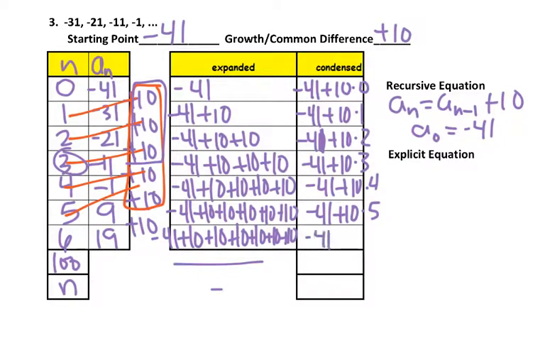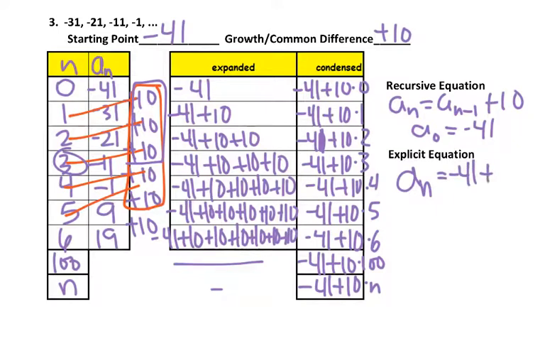Oh yes, we do, because it would look like these ones. So negative 41 plus 10 times 100, and negative 41 plus 10 times n. So our explicit, a sub n equals negative 41 plus 10 times n. Okay? And there's our recursive and our explicit equation.